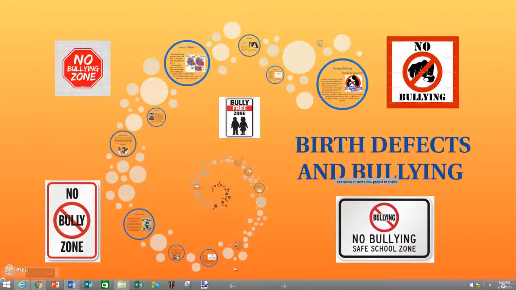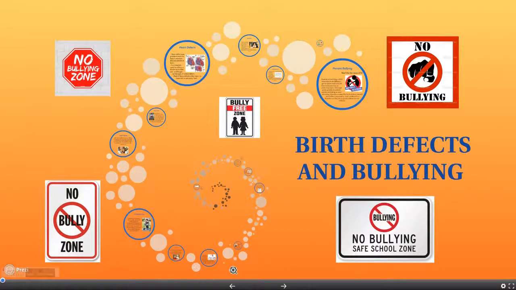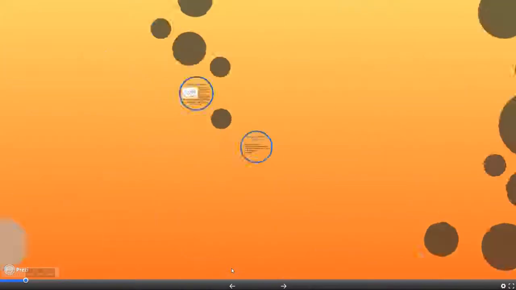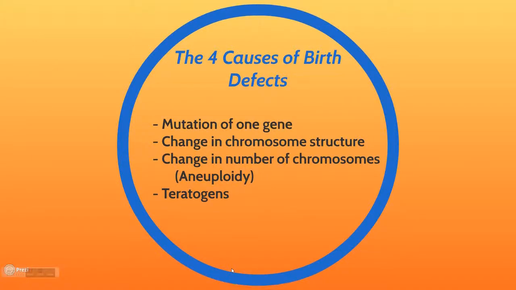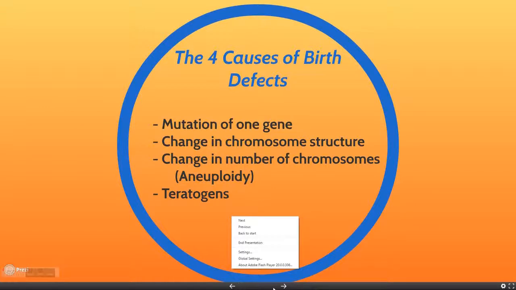This is our short presentation on birth defects and bullying. There are 4 causes of birth defects. 1 is there is a mutation of one of the genes. 2, there is a change in chromosome structure. 3, there is a change in the number of chromosomes. And 4, teratogens.